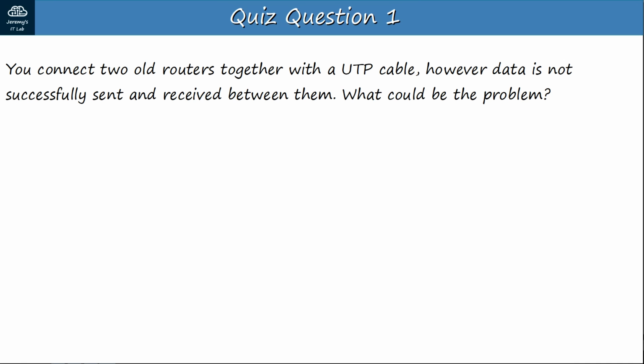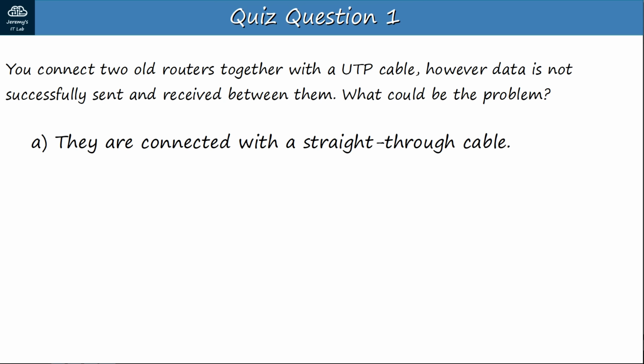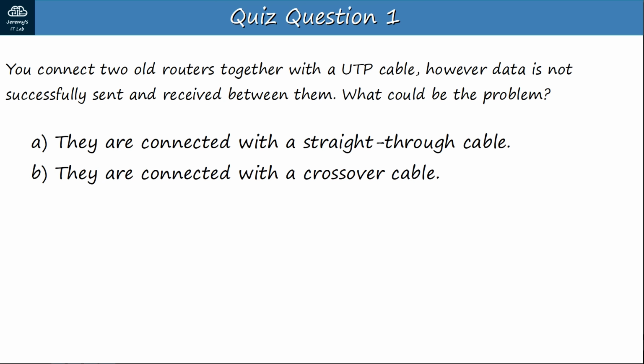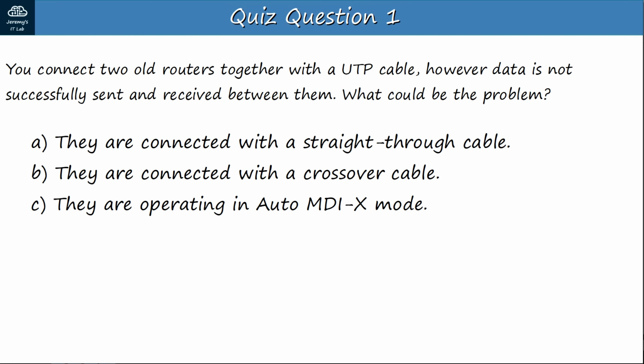Quiz question 1. You connect two old routers together with a UTP cable. However, data is not successfully sent and received between them. What could be the problem? A. They are connected with a straight-through cable. B. They are connected with a crossover cable. Or C. They are operating in auto MDI-X mode. Pause the video to think about your answer.